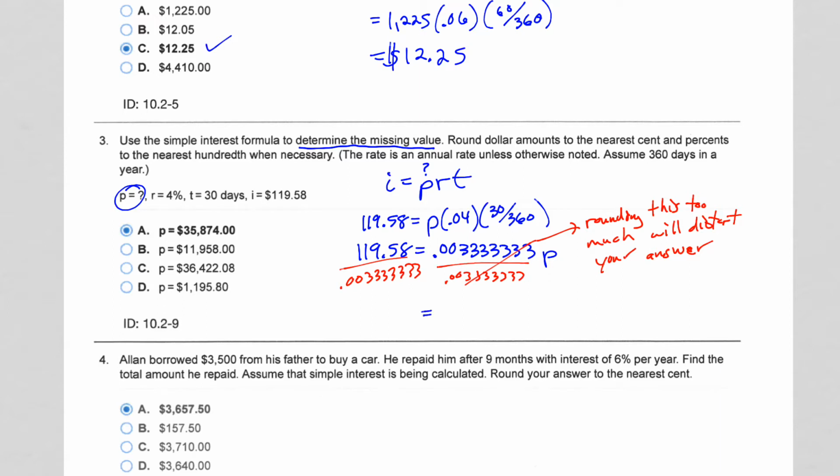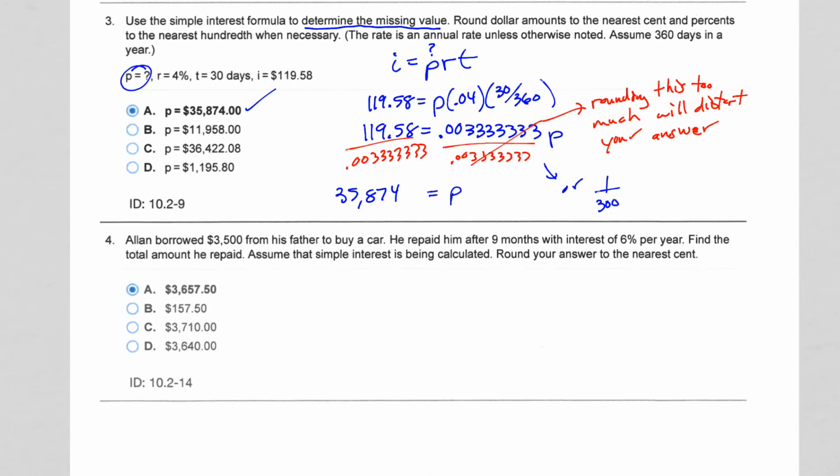And that should give you 35,874. Okay. Or you could, this is actually 1 out of 300, so you could use that, multiply both sides by 300 if you wanted to. Not a big deal. You're just trying to get your answer as close as possible to 35,874. Okay. All right. Take a look at the next one.